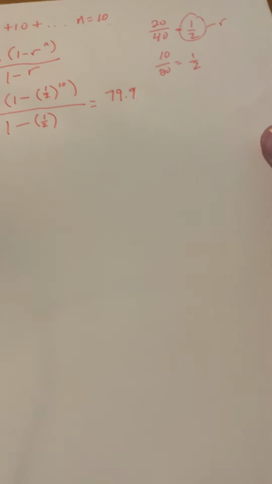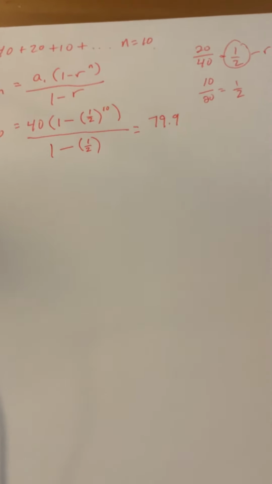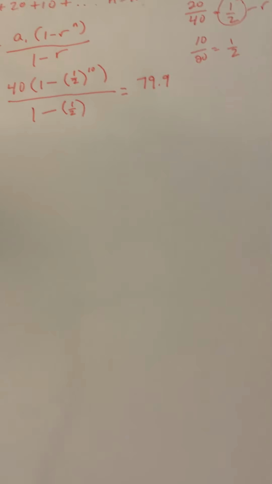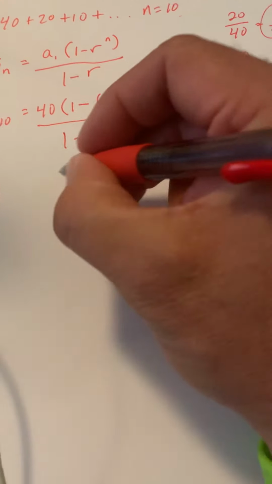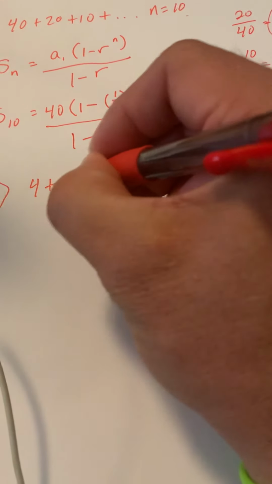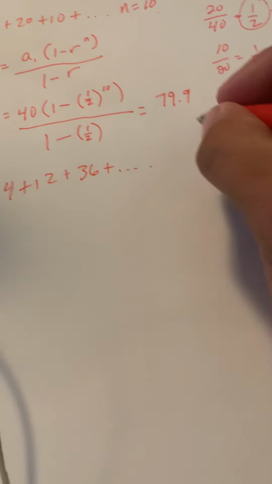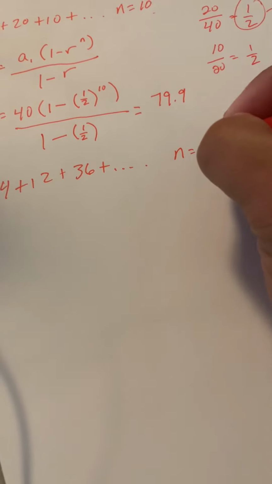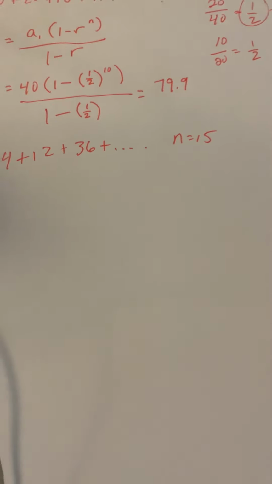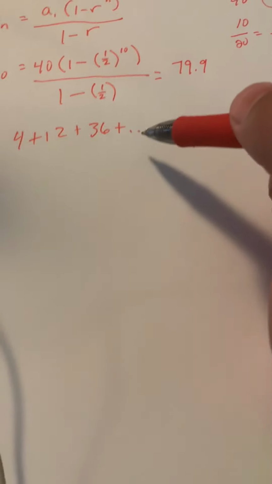So keep that in mind. For number 13, here are the numbers: 4 plus 12 plus 36 plus blank, we don't know. And in this case, you need to find 15 terms. Well, that's going to take forever. You have to find the next one. Well, make sure to look.